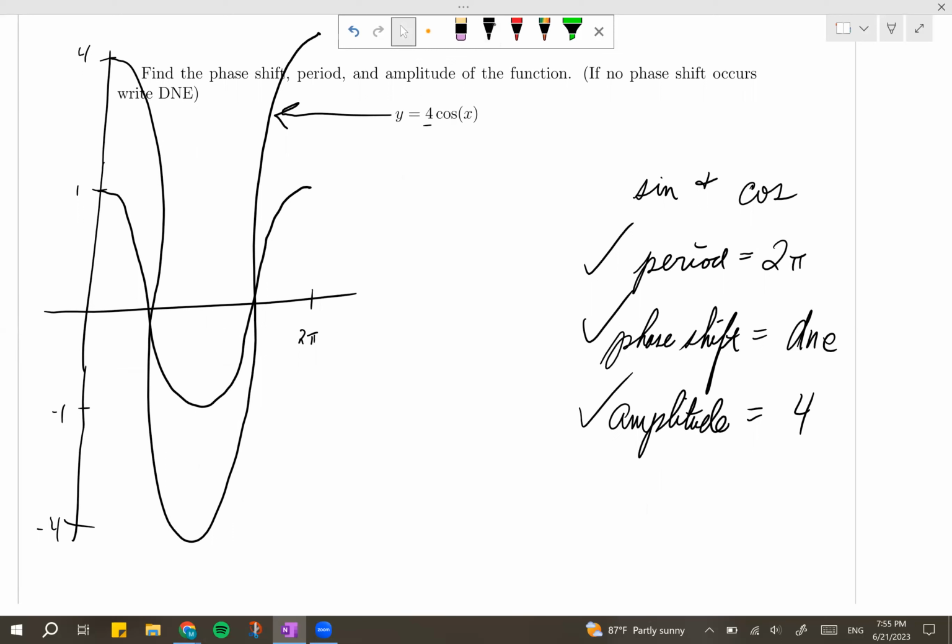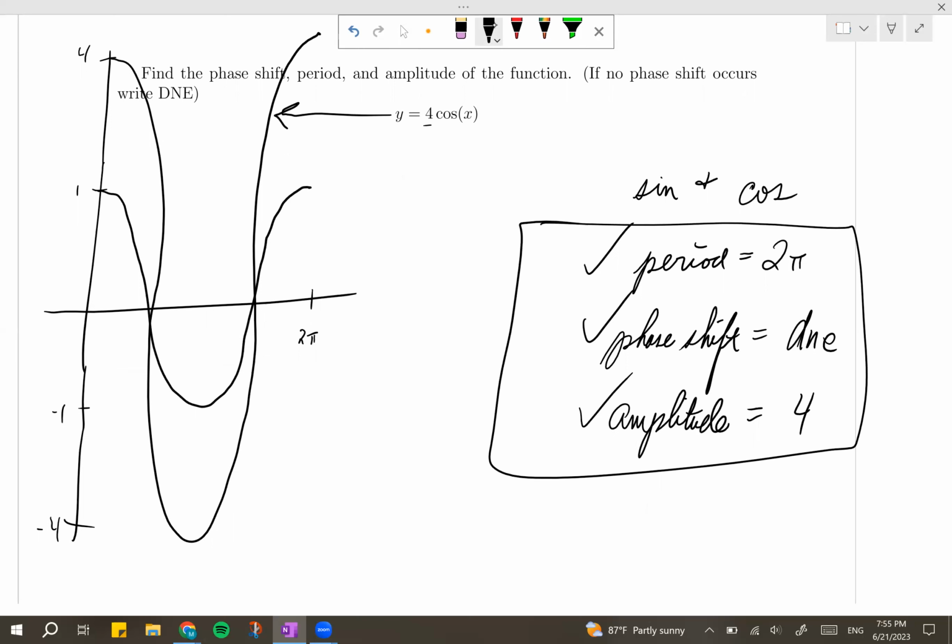And then that would be the solution. My period is still 2 pi. My phase shift is zero, and my amplitude is 4.